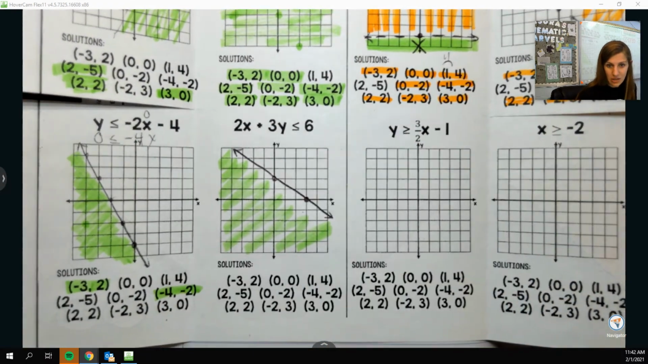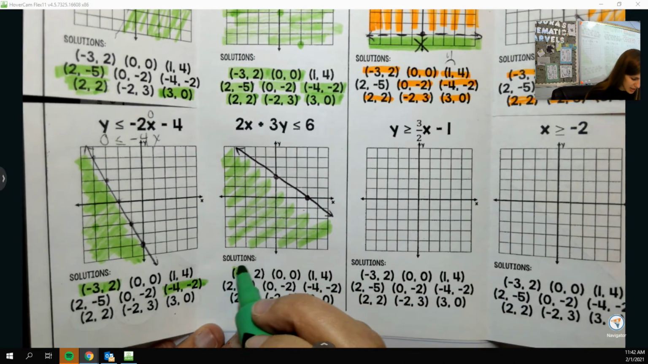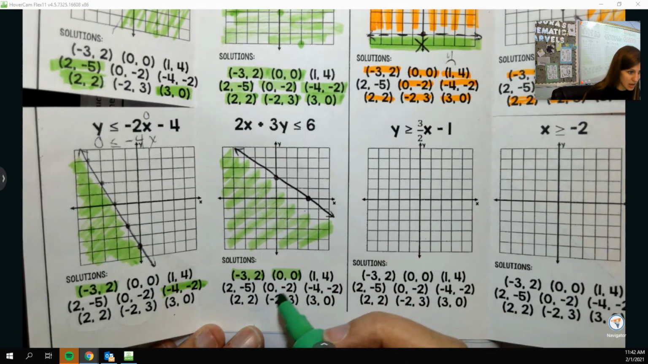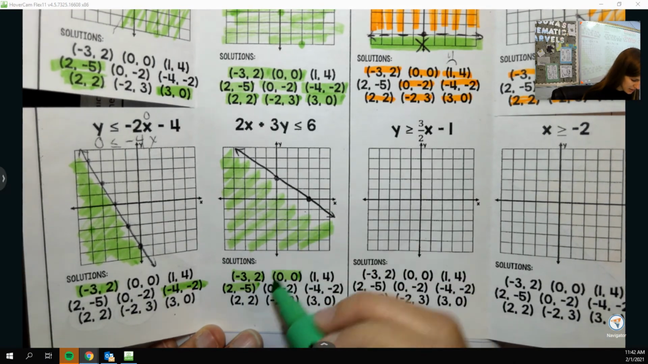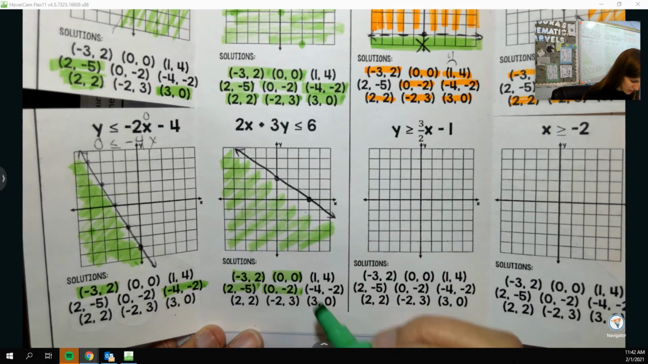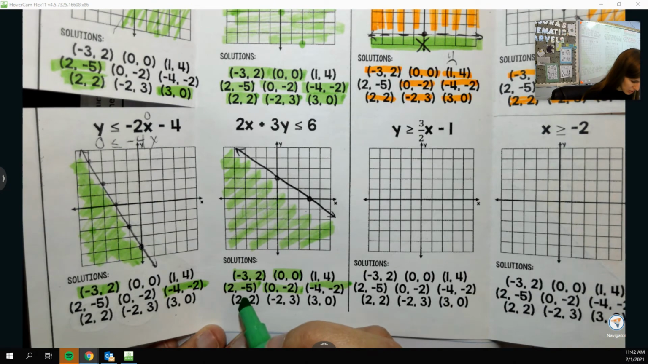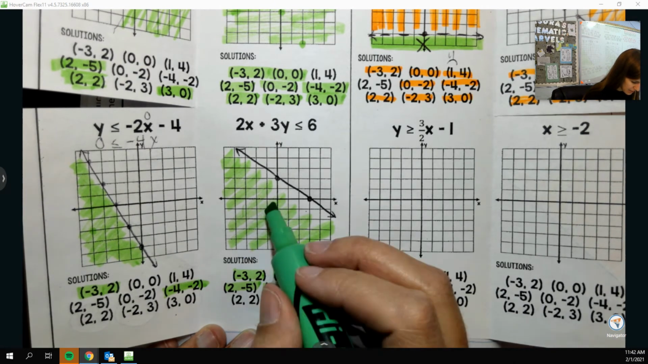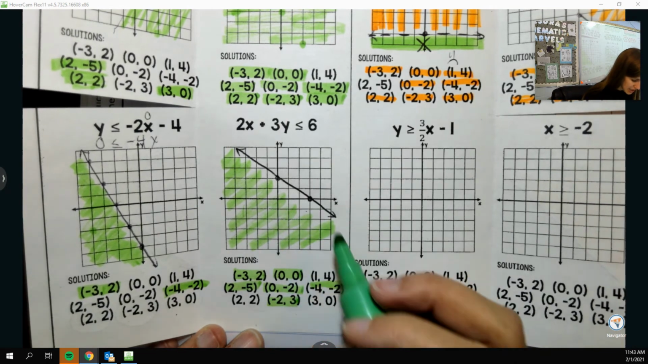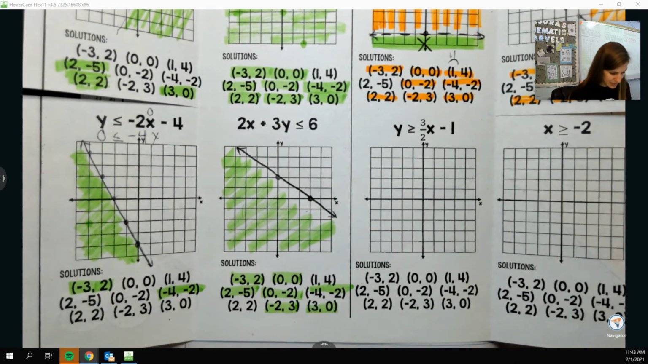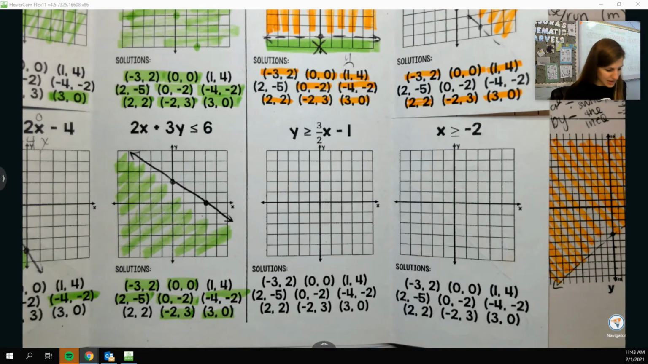And all your solutions are -3, 2, 0, 0, 2, -5, 0, -2, -4, -2, 2, 2 is not, -2, 3 is, and 3, comma 0 is. That was fast. Okay, here we go.